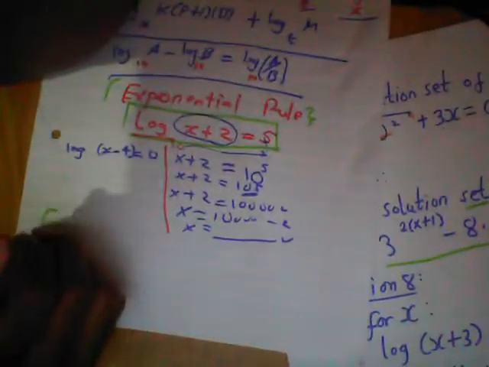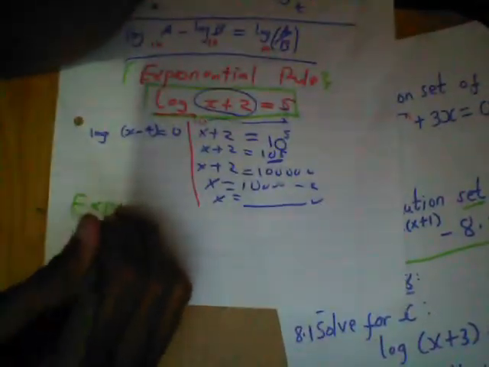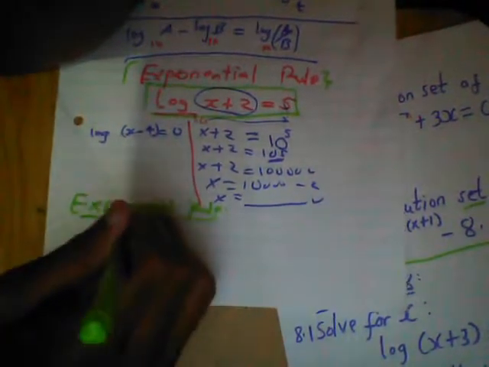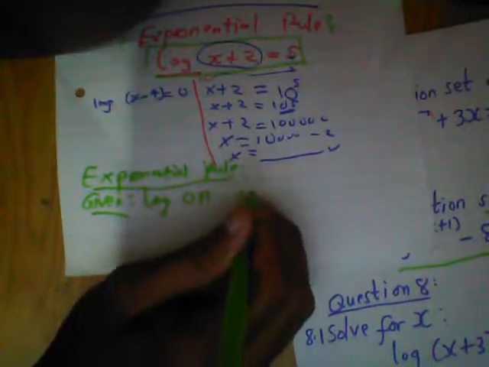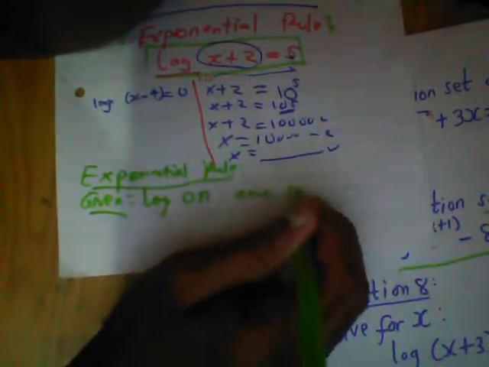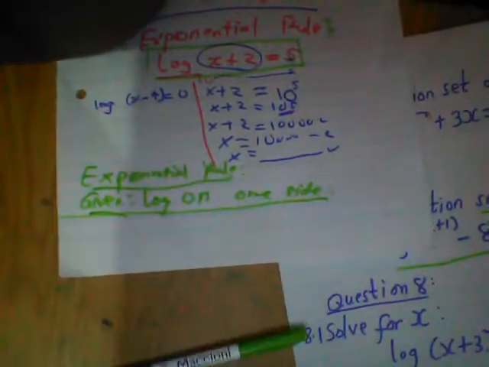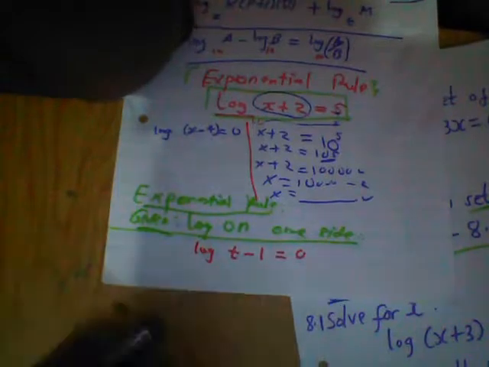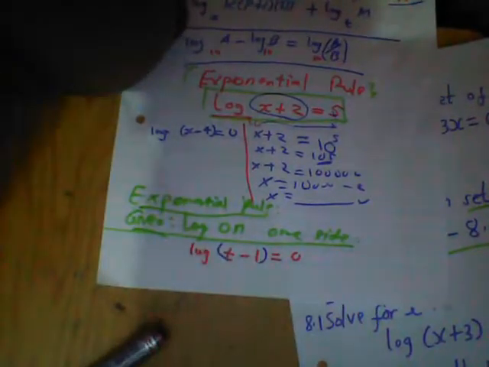Let me write here. For you to apply the exponential rule, there is always a log on one side. You are given a question, and the log is always on one side only. Okay, just one more question. For example, log t minus 1 equal to 0. Solve it. So you see, I have to apply the exponential rule. Why? Because I only have a log on one side, on the left hand side.